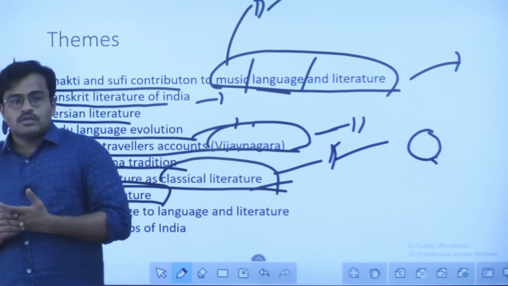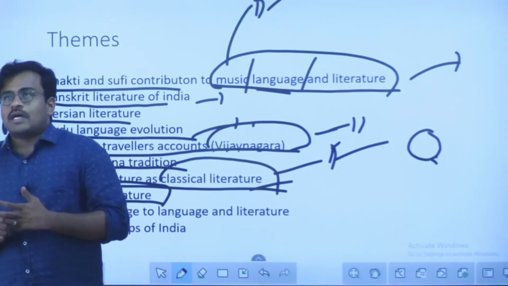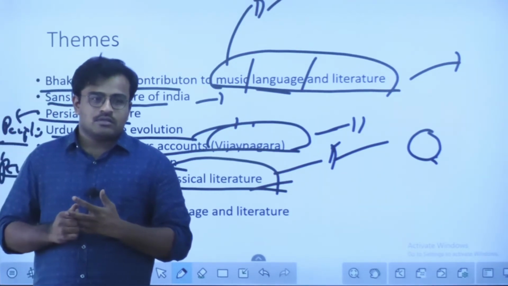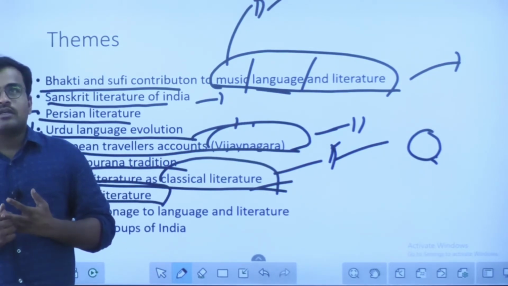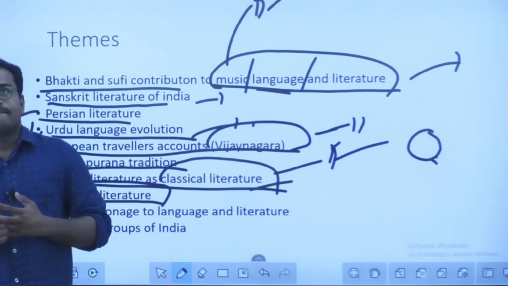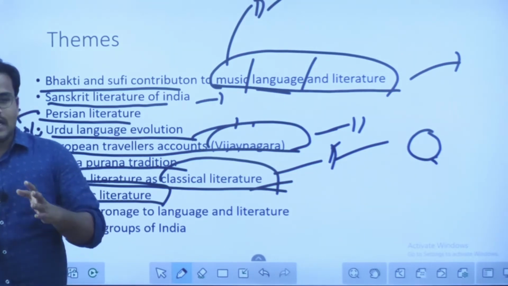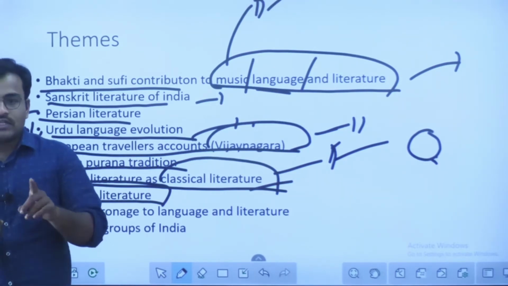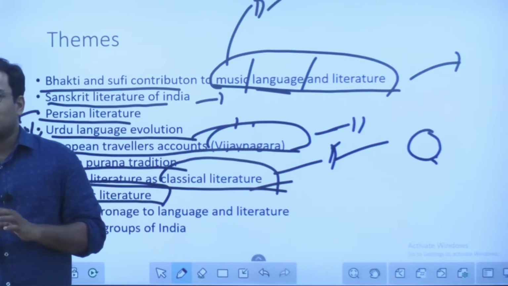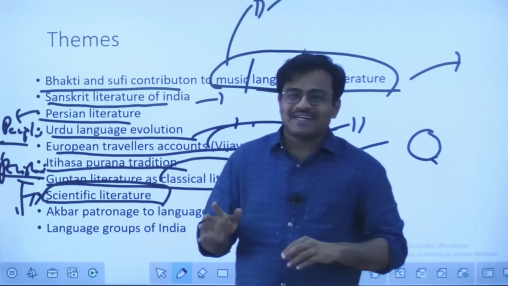Ashtadhyayi is written by Panini. Ashtanga Samagraha, in which he combined all the 8. One second. There were 2 people. I'm a little confused, I'll get back to you. Vagbhata, I remember him to be a veterinary doctor. There was one more person of a similar name. Okay, you can write. I don't exactly remember. It's been quite long.